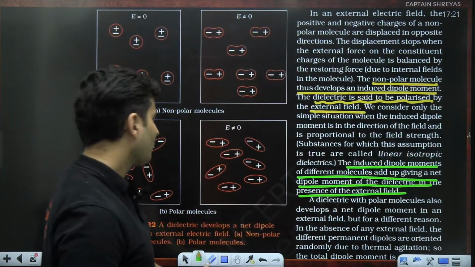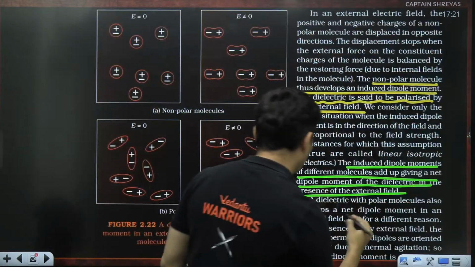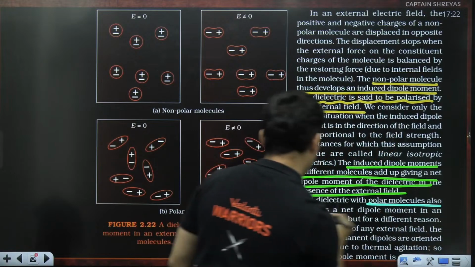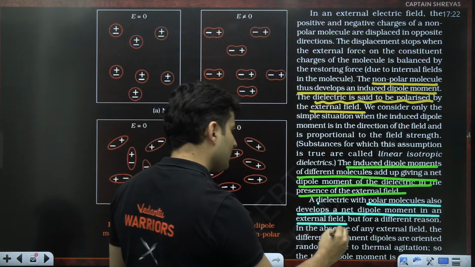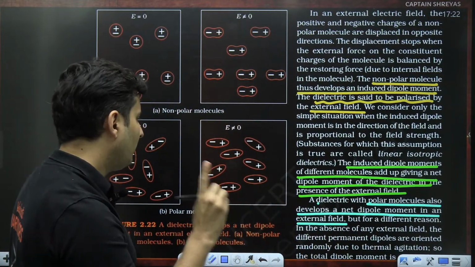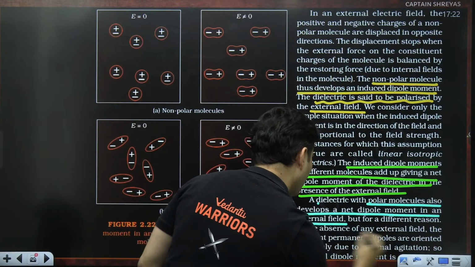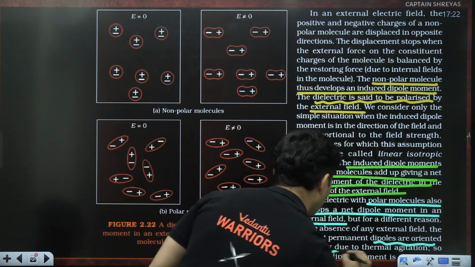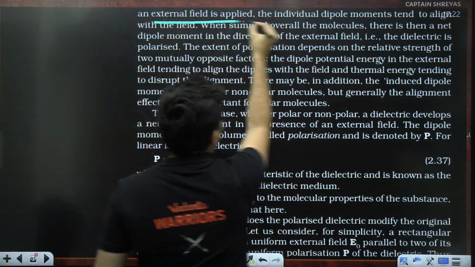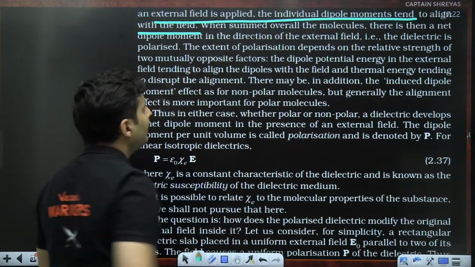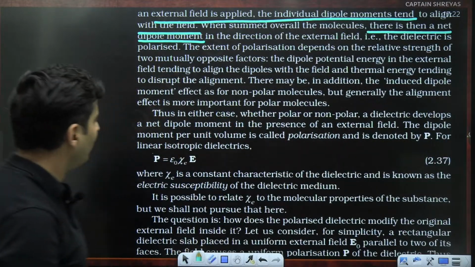Then they talk about polar molecules also, like we discussed over here. Polar molecules also develop a net dipole moment in the external field, but for different reasons. When there is no external field, the permanent dipole moments are oriented randomly due to thermal agitation. So when an external field is applied, the dipole moments tend to align with the field, and hence there is a net dipole moment.